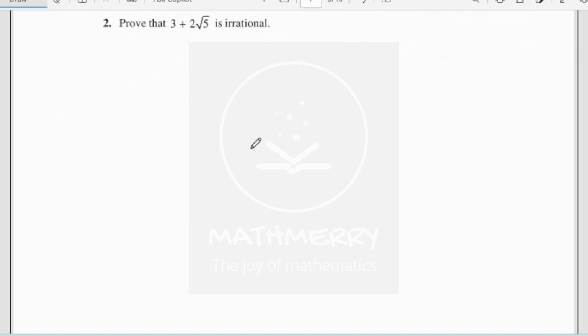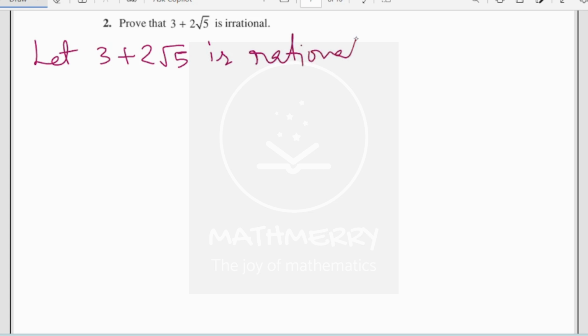So next we have to prove that 3 plus 2 root 5 is irrational. Okay, don't worry about these numbers or the expressions. Just follow the same steps. So first of all, let 3 plus 2 root 5 be rational. Okay, so let it be a rational number.